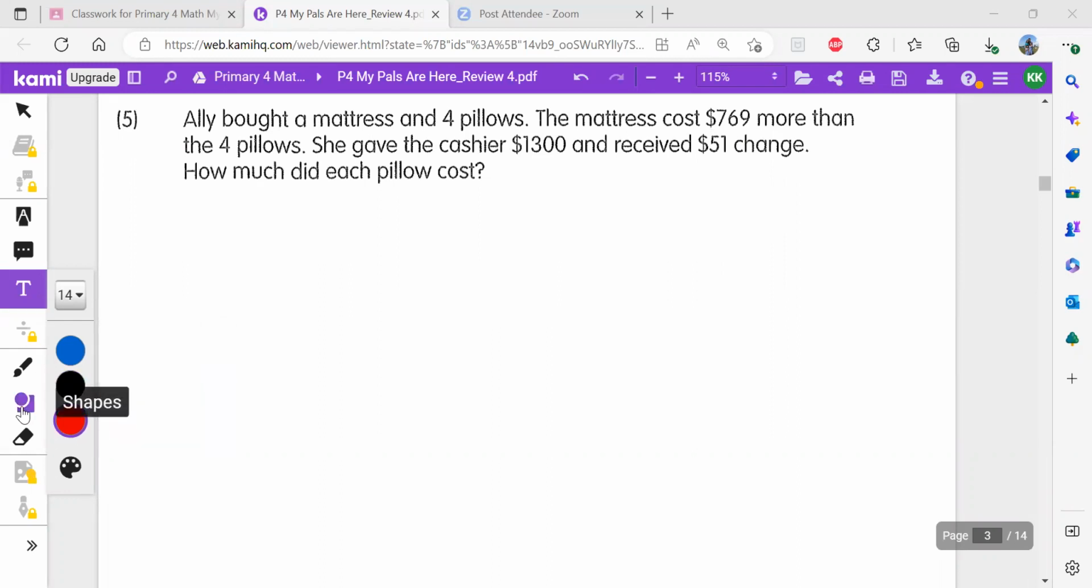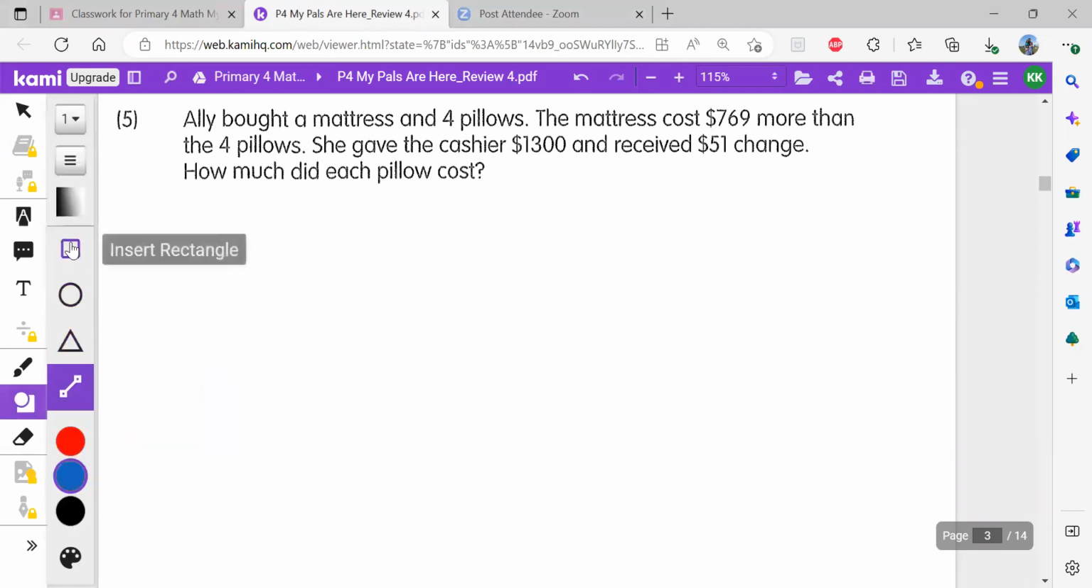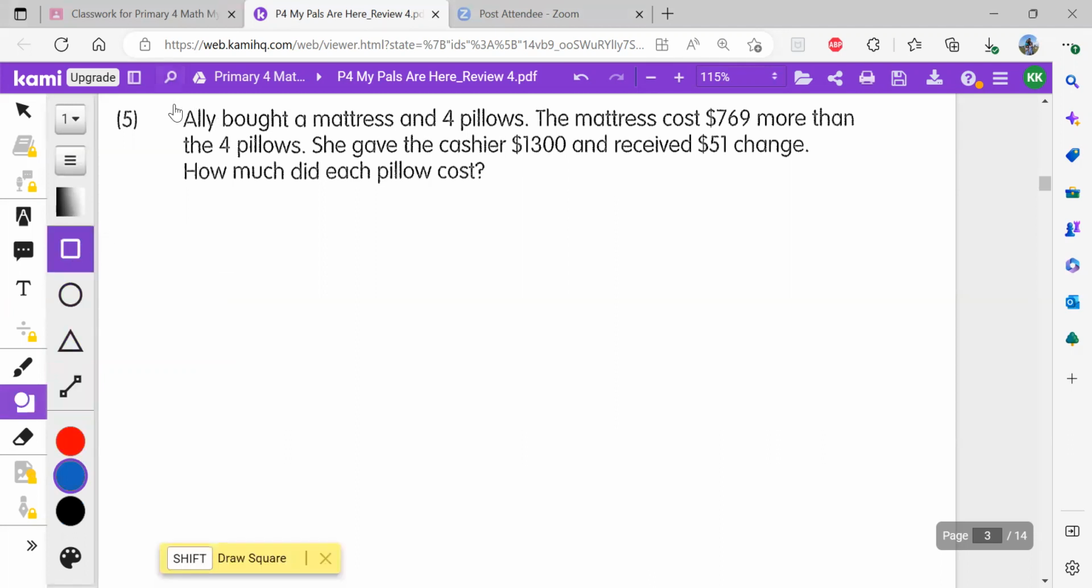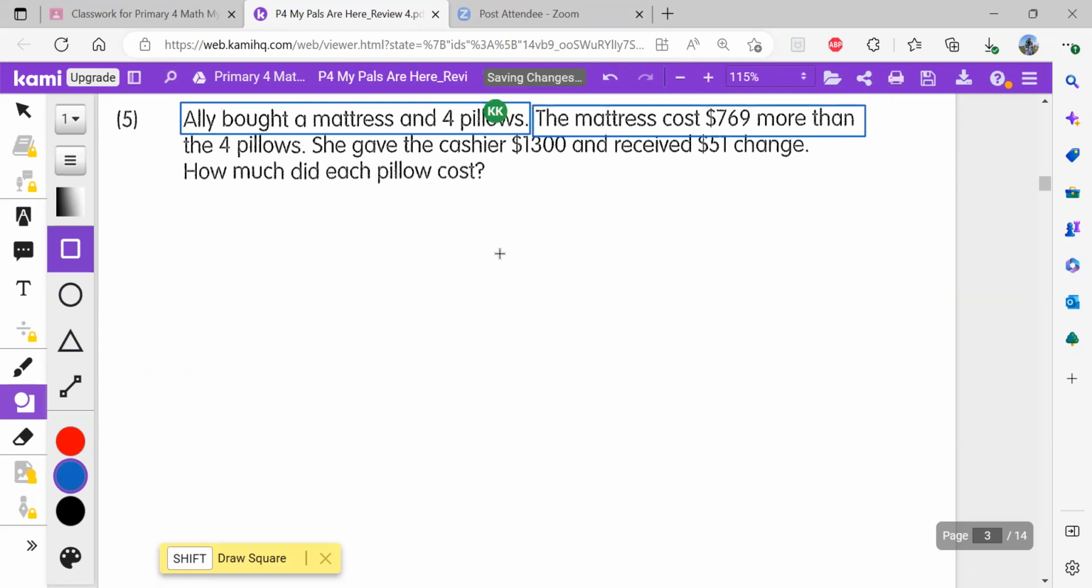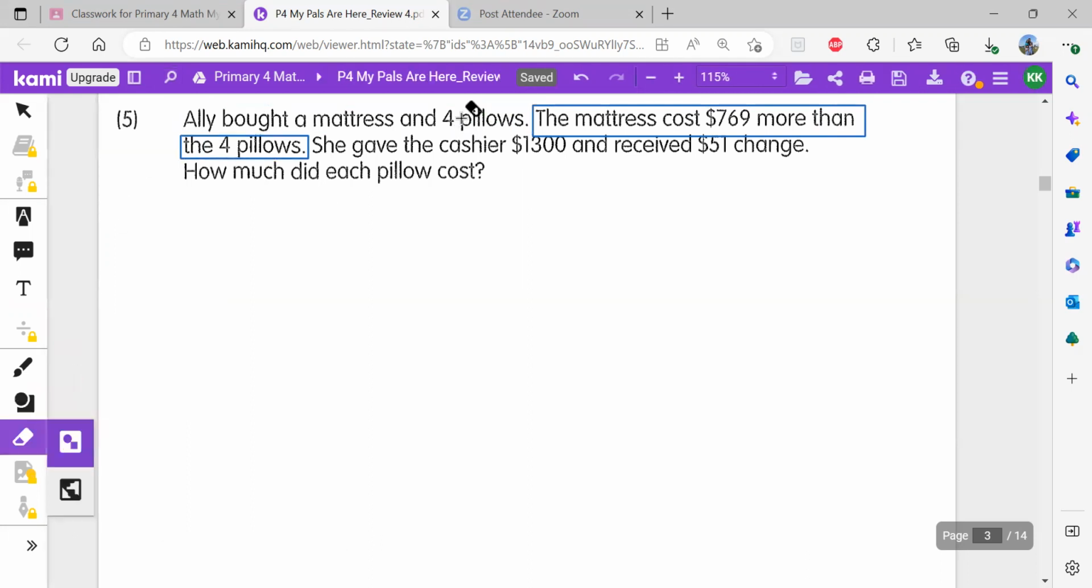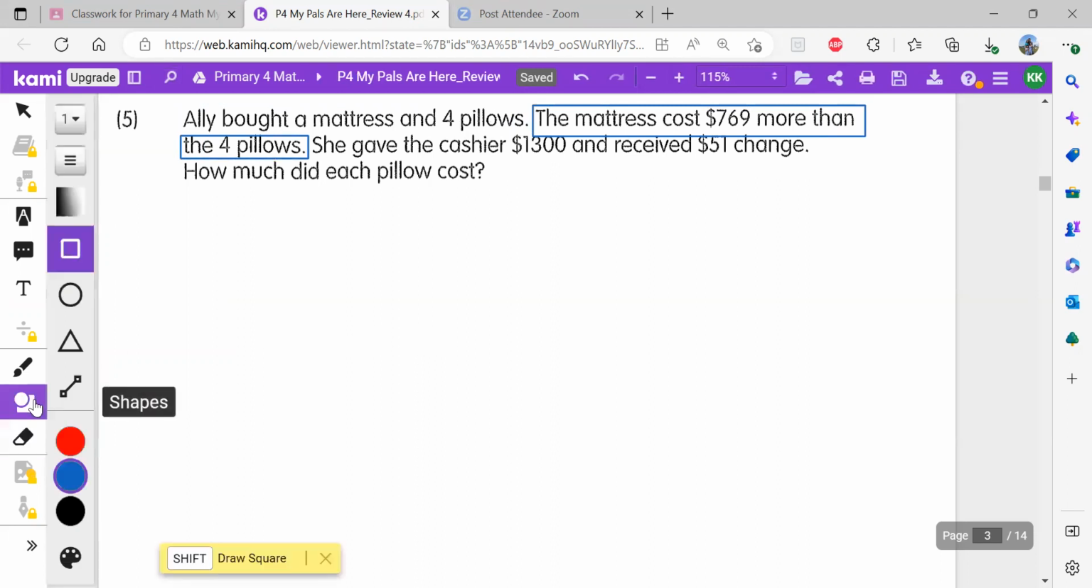So I want to turn this word problem into a picture problem. Which sentence should we start to draw first? Should we draw from the first sentence? Or should we draw from the second sentence? The answer is we should draw from the second sentence because we want to start to draw from the sentence that shows us a comparison, right? Which has more, who has less, and it shows here the mattress is more. How much more? 769 more.